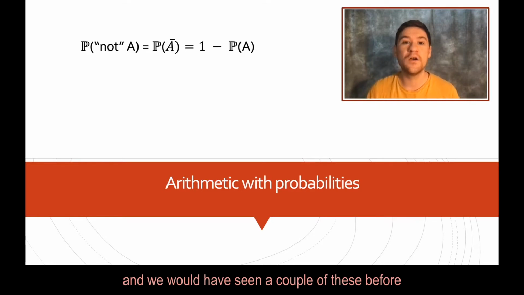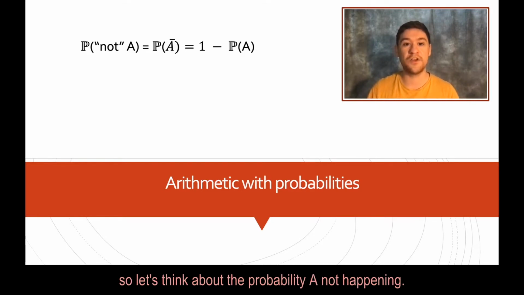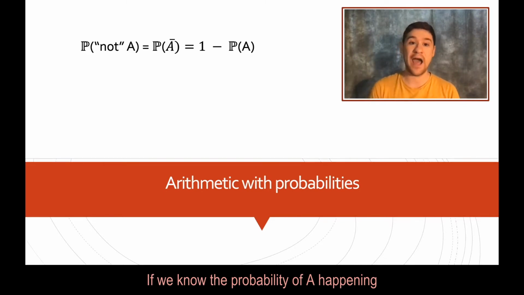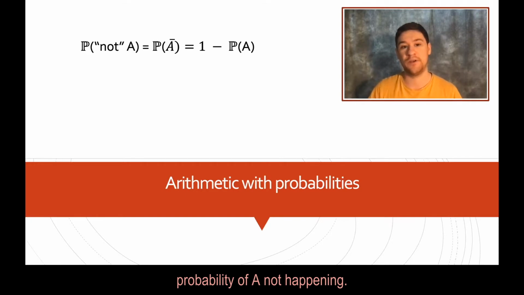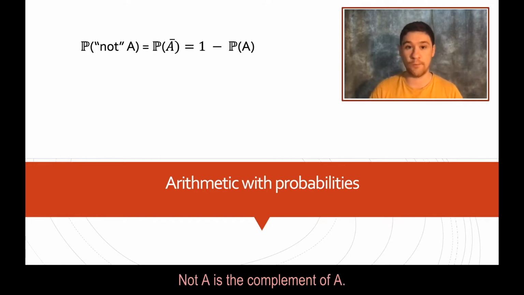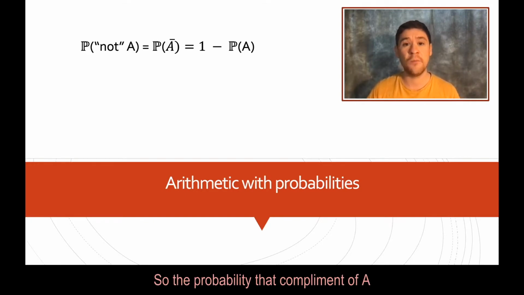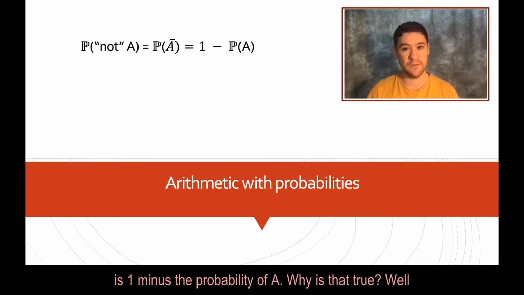So let's think about the probability of A not happening. If we know the probability of A happening, it's quite simple to find the probability of A not happening. Not A is the complement of A. So the probability of the complement of A is 1 minus the probability of A.